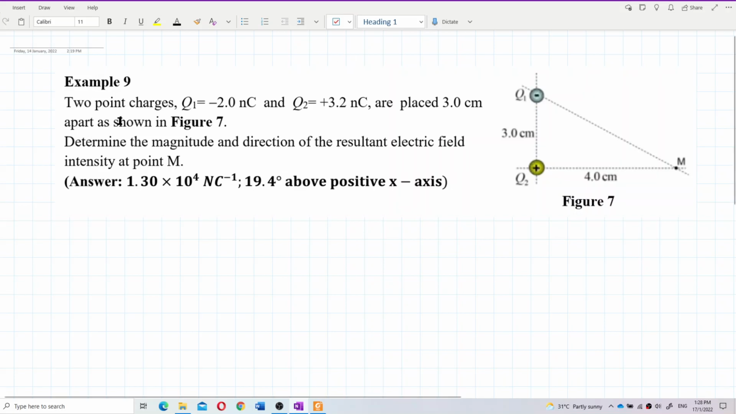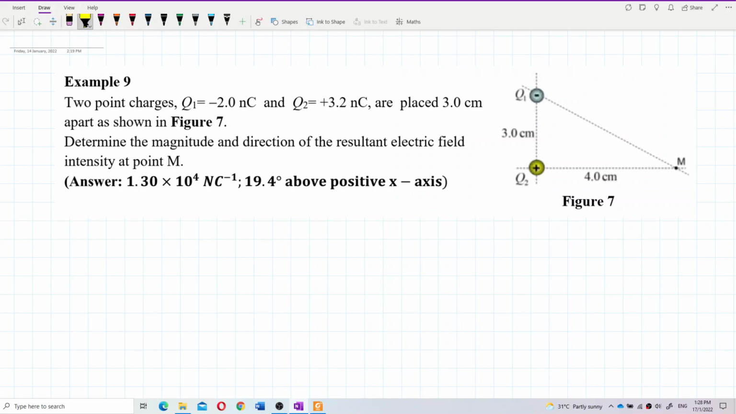Okay, two point charges Q1 of -2 nanocoulomb and Q2 of positive 3.2 nanocoulomb are placed 3 cm apart as shown in figure 7. Determine the magnitude and direction of the resultant electric field intensity at point M. Alright, so this question wants us to find the resultant electric field intensity.